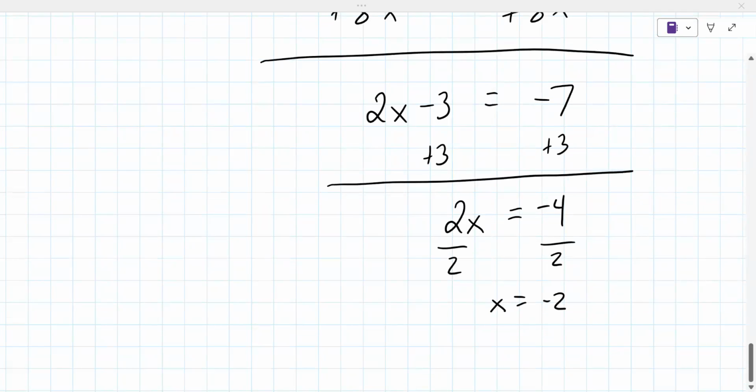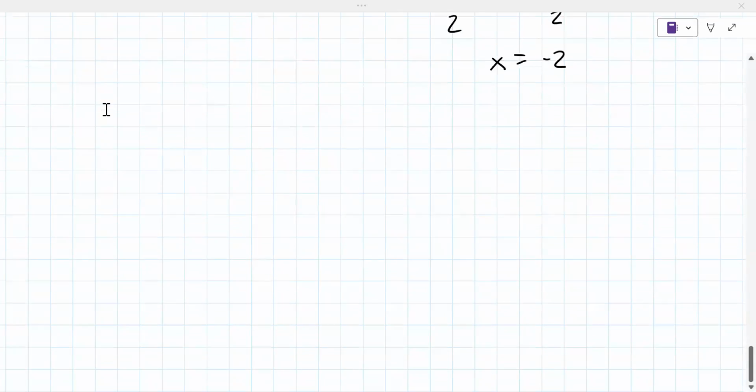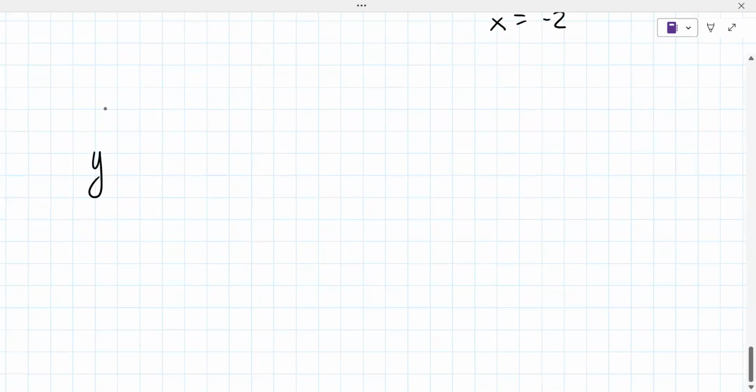So let's look at another type of problem here. I want you to be able to get all the way through one of these and we're just not quite there yet. So here's a new one. y equals minus 2x plus 3. y equals minus 5x minus 6.